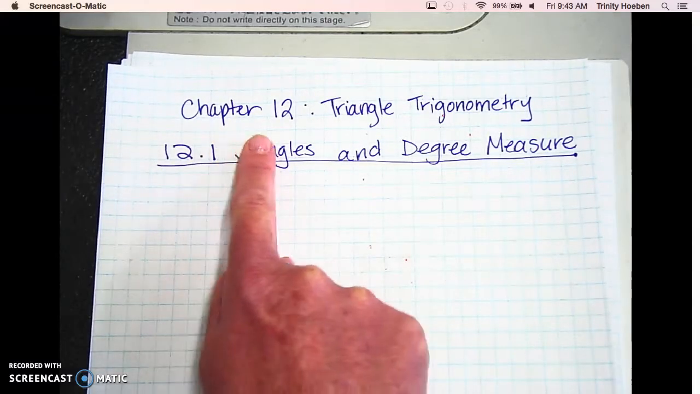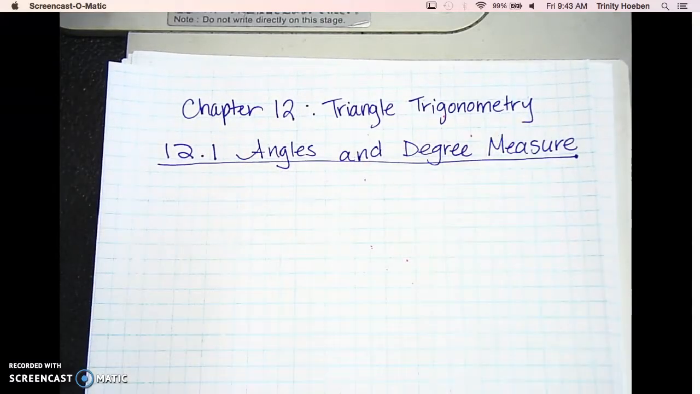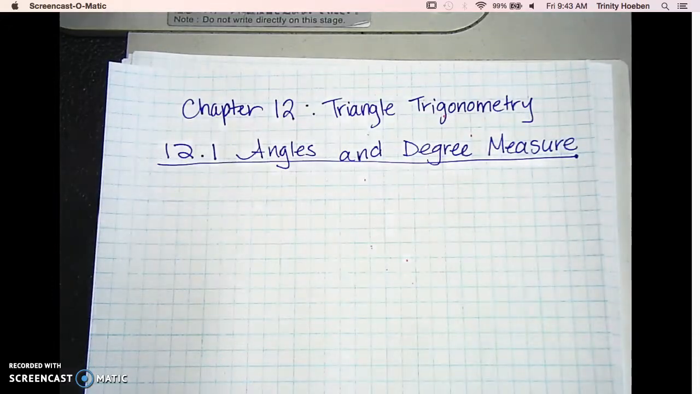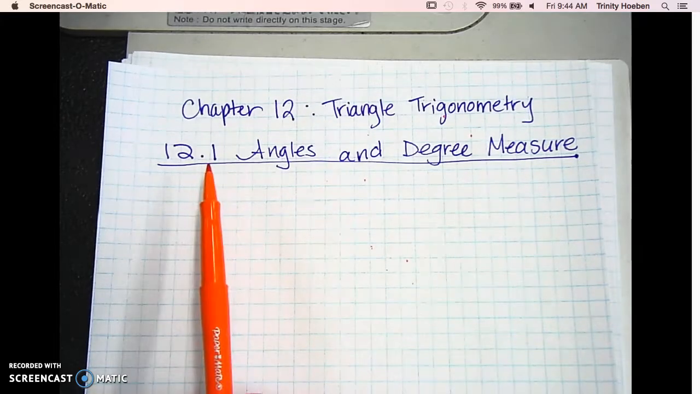Title for all of Chapter 12 is Triangle Trigonometry, and you might remember a little bit of trigonometry from geometry, right? Yes? We're going to get into some sine, cosine, and tangent. And then we're going to take it a little bit further. So if you remember your sine, cosine, and tangent stuff, that's pretty great.